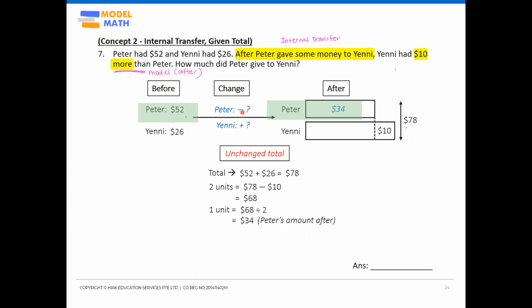So to find this question mark, simply use your before minus the after, depending on which side is bigger. Sometimes this side could be bigger. Then of course, it's after minus before. All right, so yes, to find the question mark, like I just explained, in this case, before minus after, we get $18 that he gave to Yenni.